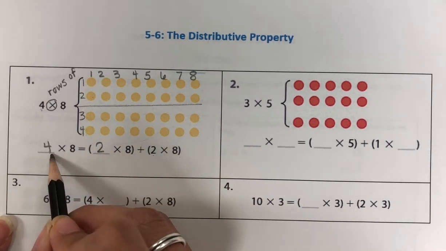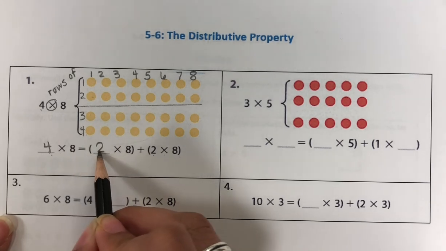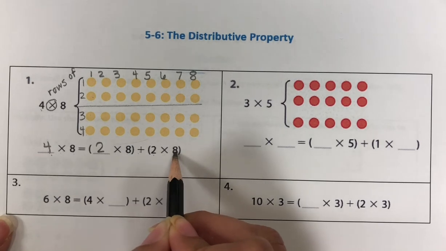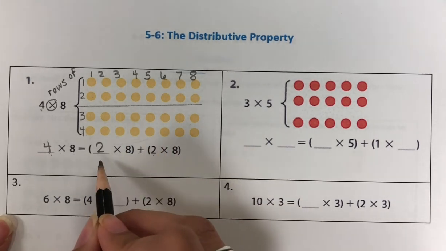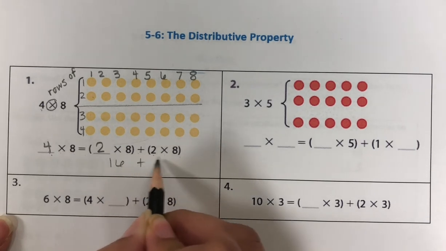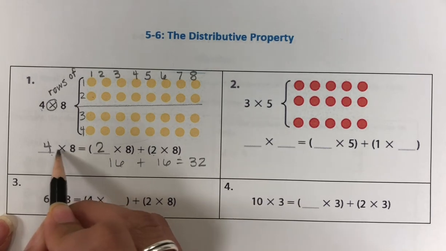So our sentence, 4 times 8, is also equal to 2 times 8 plus another 2 times 8. The value is still 32. 16 plus 16 equals 32, which is the product of 4 times 8.